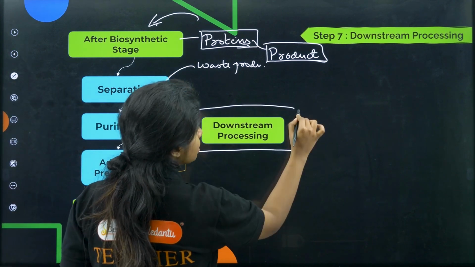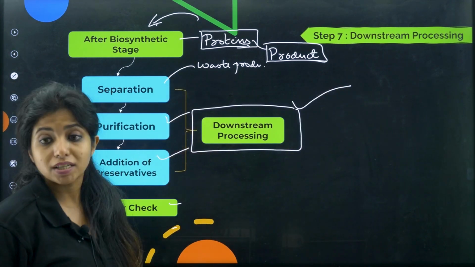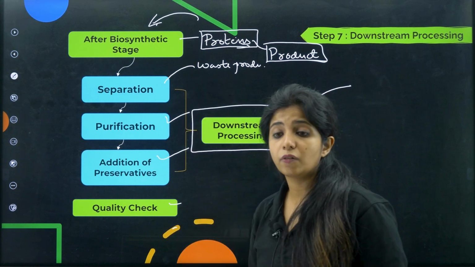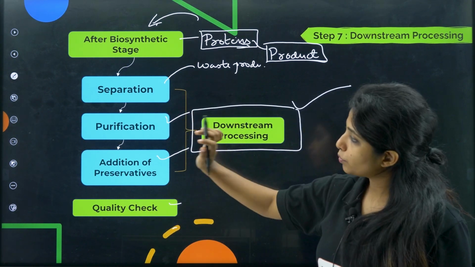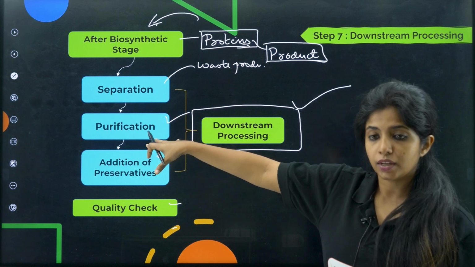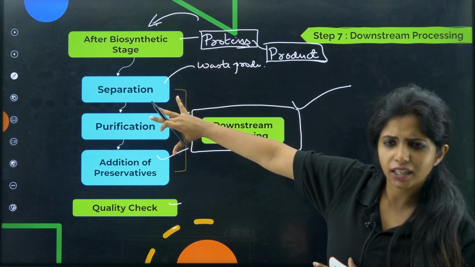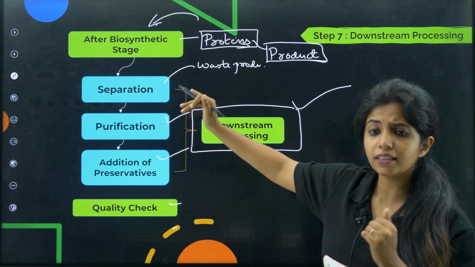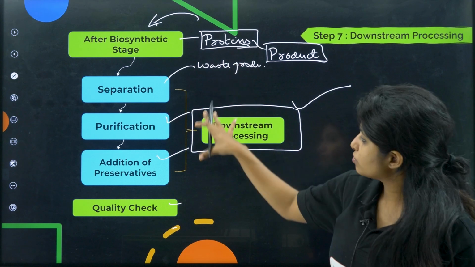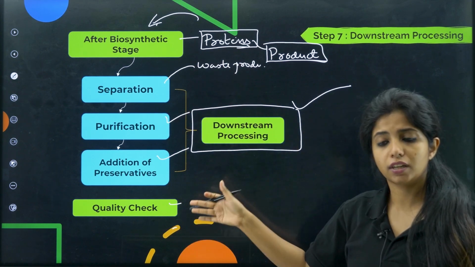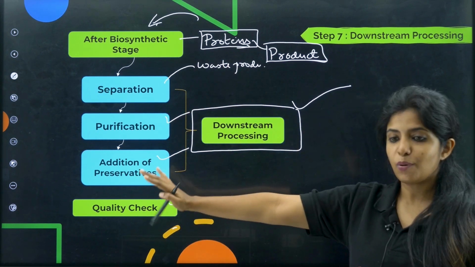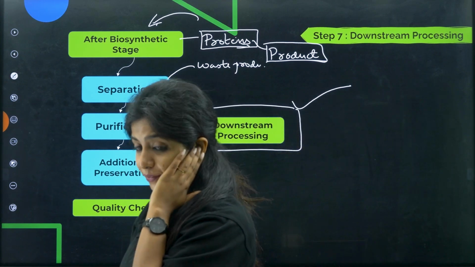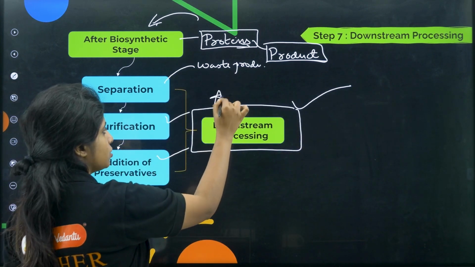These three processes, that is separation, purification and addition of preservatives, come under a thing that is known as downstream processing. This is a question that has come in NEET. What all comes under downstream processing? Exclude the one that does not come. So separation, purification and addition of preservatives come under downstream processing. Quality check is the next step, and this is the last step of your chapter as well. This is an important question, please remember it.